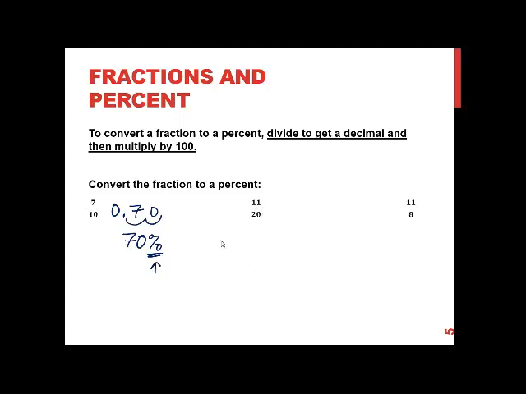11 over 20. If we do that math, 20 goes into 11, and we'll see it's 0.55, or 0.55 is 11/20. We move our decimal 2 places to the right and we get that that is 55%.